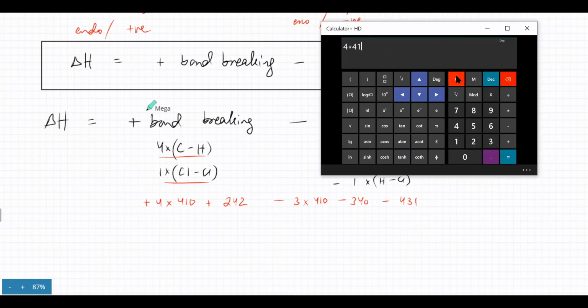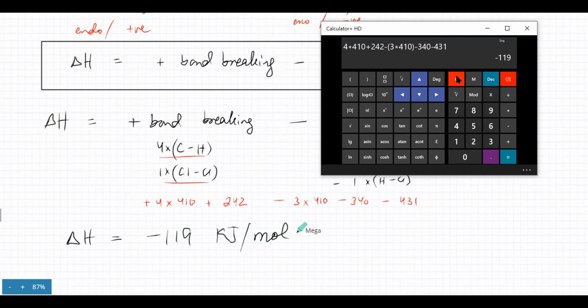So it's going to be 4 into 410 plus this 242, then minus 3 times 410. And then there is minus 340. And then there's minus 431. Okay, so I'm getting minus 119. So my overall enthalpy change for this reaction, the delta H that I'm going to get is going to be minus 119. And remember the units, it's kilojoules per mole.